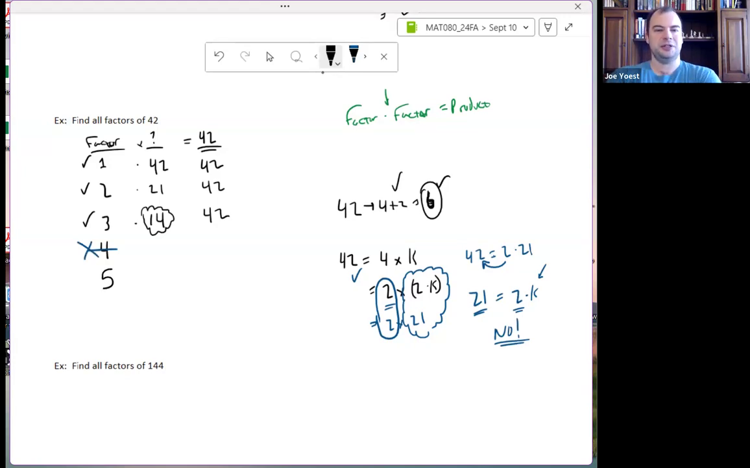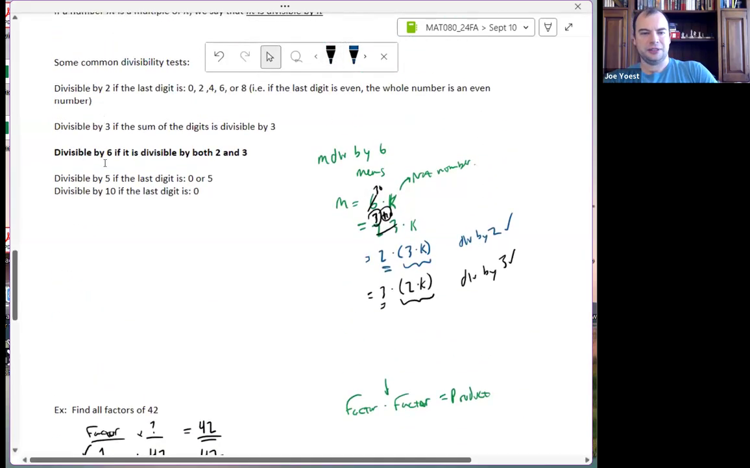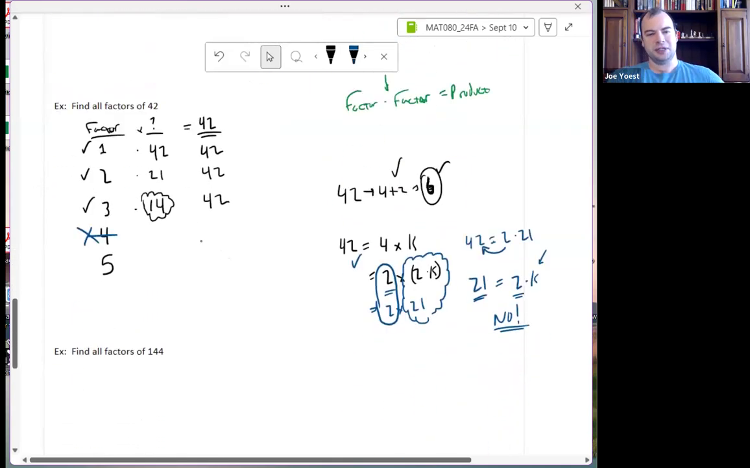5 would be my next potential factor. Is 5 a factor of 42? Well, I can just rely on my divisibility rule for 5. Does 42 end in a 0 or 5? No, it does not. 5 is not a factor of 42.